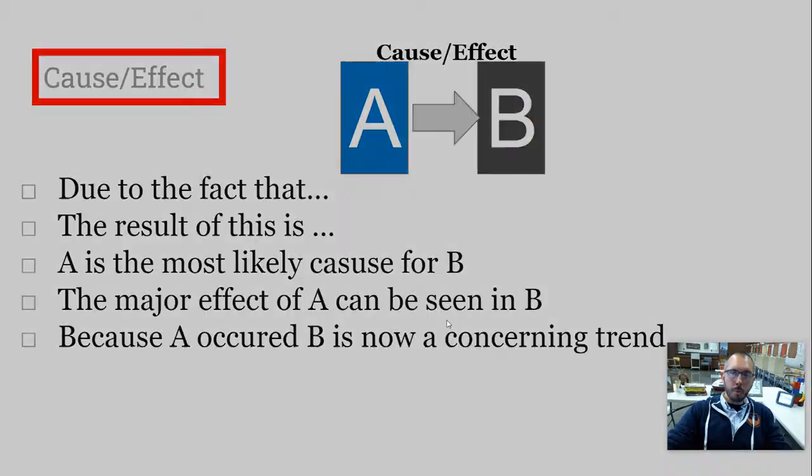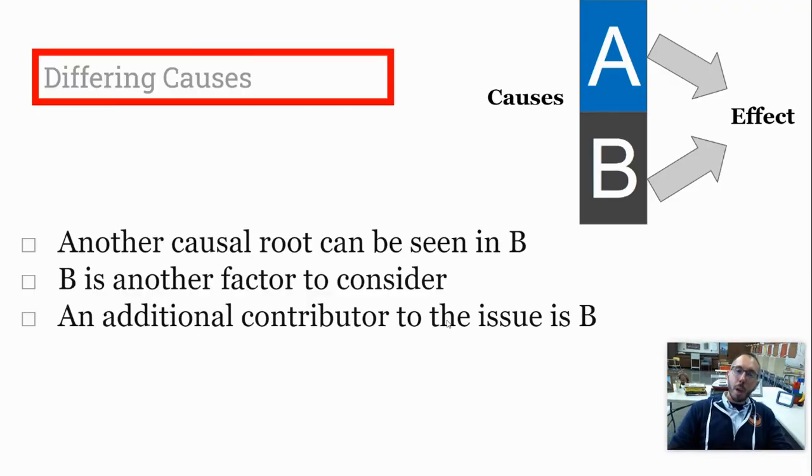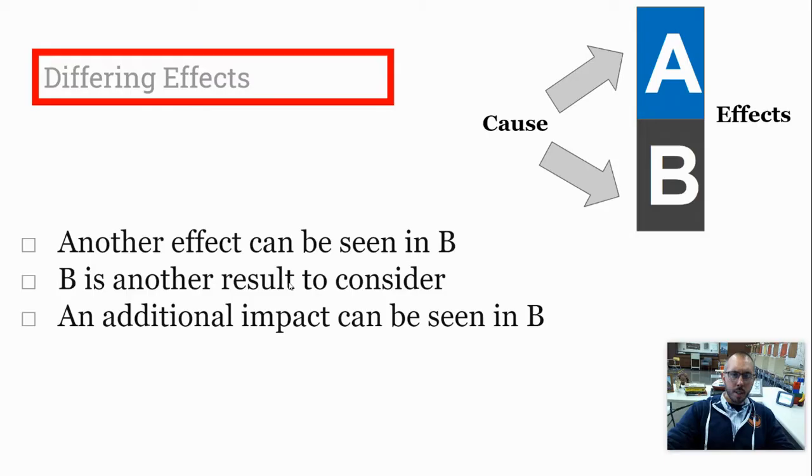That's another one. If you have differing causes, another causal root can be seen in B. B is another factor to consider. I mean, these are awesome ones to use in your history writing. An additional contributor to the issue is B. That can give you other ways to transition to causes, and the similar ways of transitioning to effects. Another effect can be seen. B is another result to consider, an additional impact.